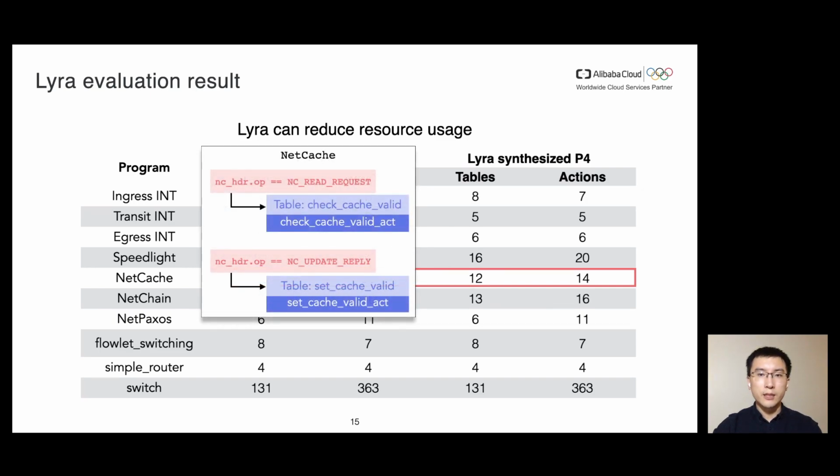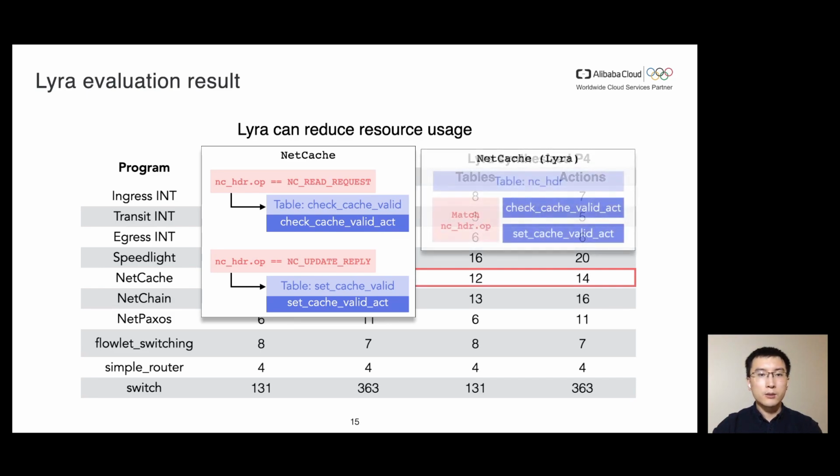Here is the code for netcache. We can see that there are two tables with no matching field. And because they are executed under different branches, they can never be executed at the same time. Lyra can merge these two tables into one table and two rules that match the nc_hdr.op field, which is shown on the right. We also evaluated the scalability of the compiler. Please check our paper for the result.